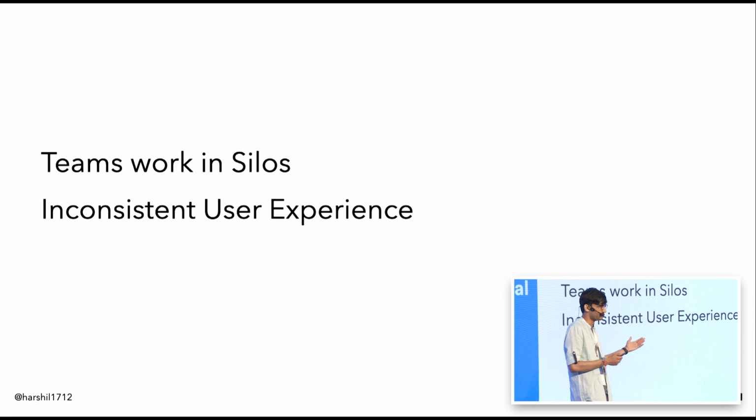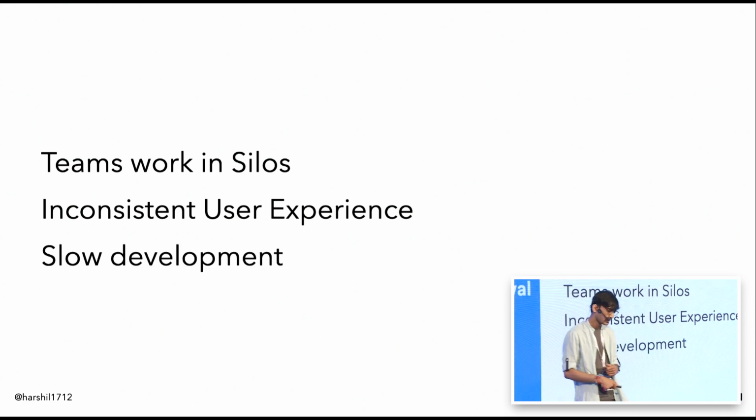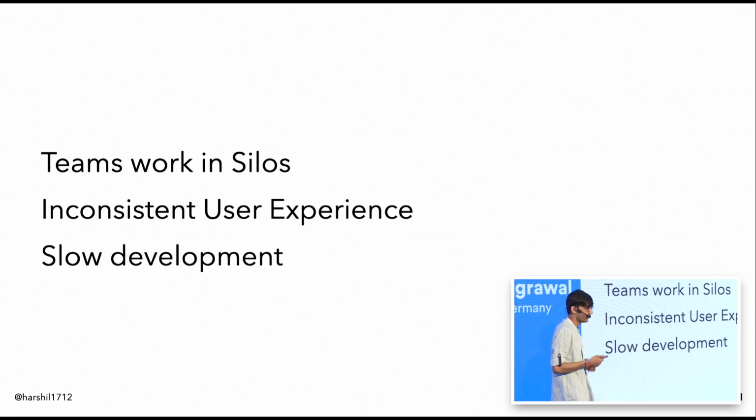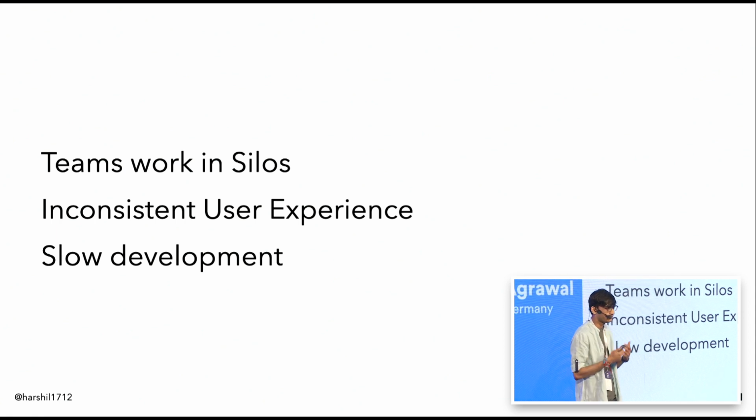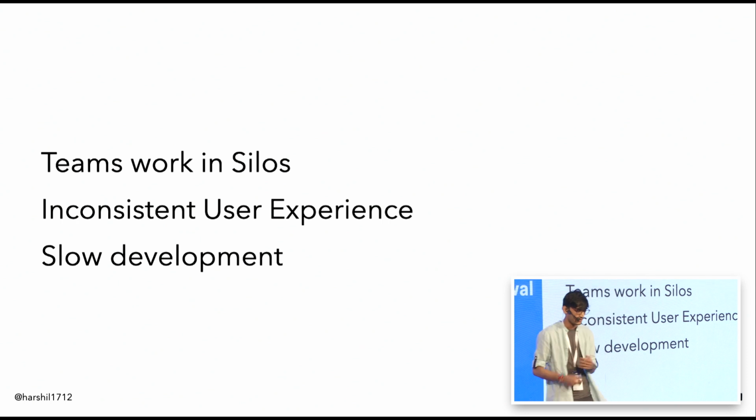Your product page might say something about the product, while your blog might say something completely different about the same product. And this also resulted in slow development because, again, you were dealing with different applications, you were dealing with different platforms for your web application.